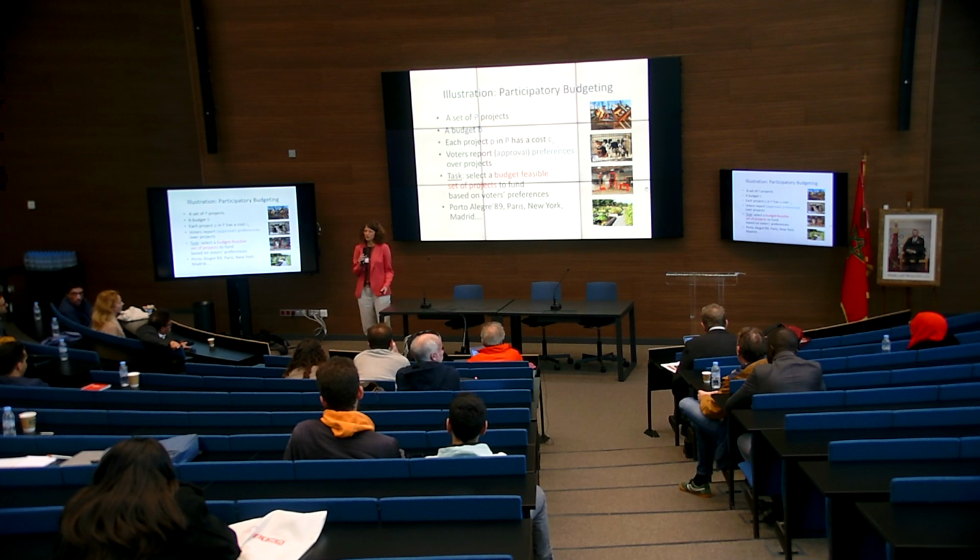People vote, saying which of these projects they like more and which they like less. There can be different ballot formats. The goal is then to decide which of these projects to implement given the budget constraint. So as you can see, this is a voting problem, but perhaps a more complex one than just electing a president or even electing a government body, because of the cost aspect.